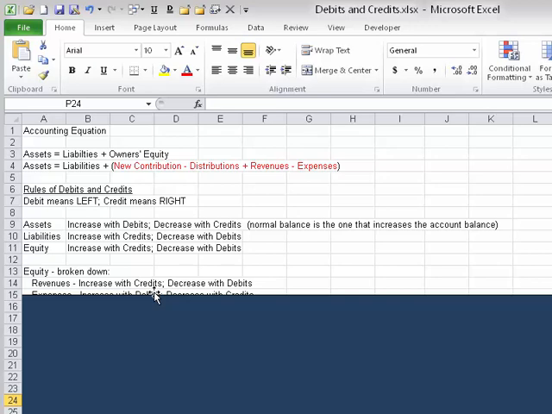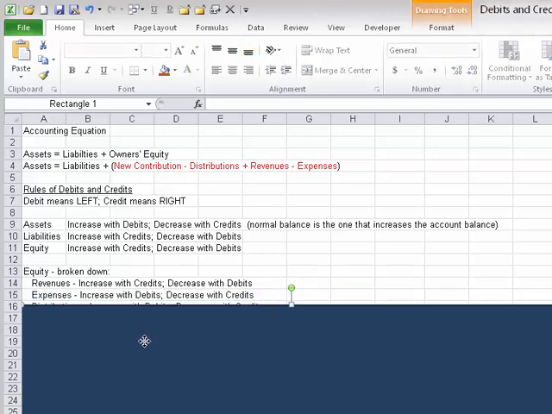Now, if you can't logically understand it at this point, that's okay. Just memorize the rules or keep a cheat sheet available. You might want to pause this presentation and take a screen print of it so that you have that in front of you. Now, expenses go the opposite way. Expenses will increase with debits, but they'll decrease with a credit.